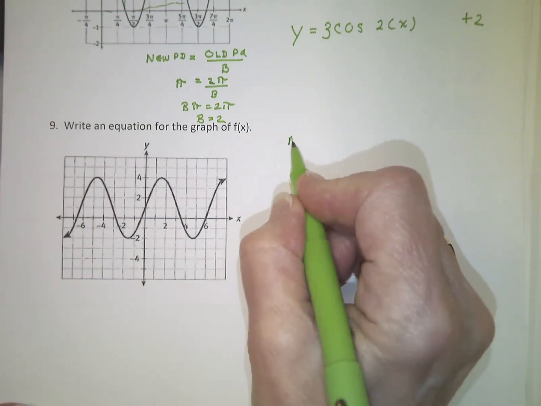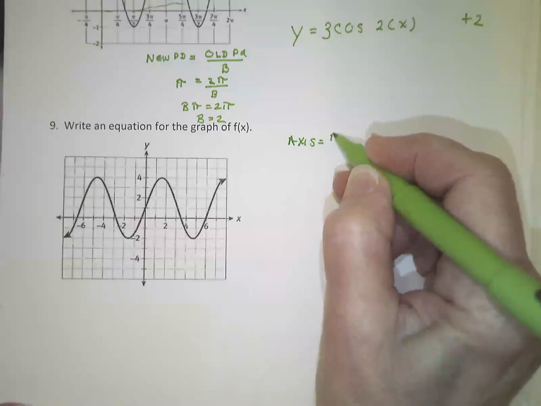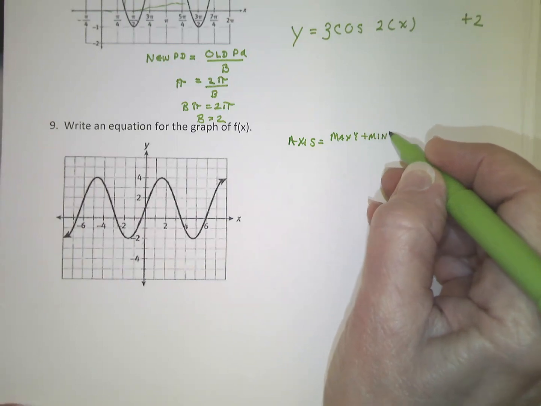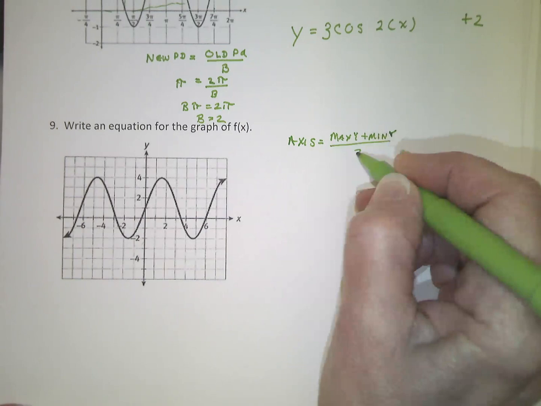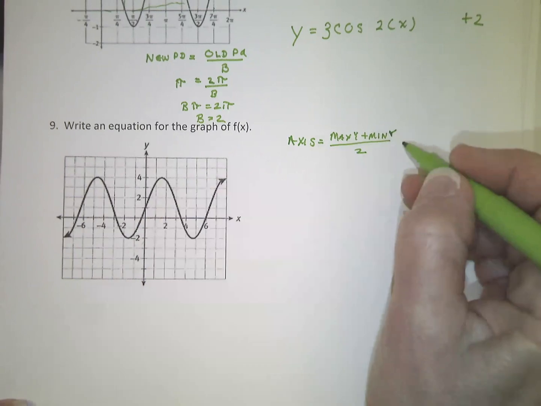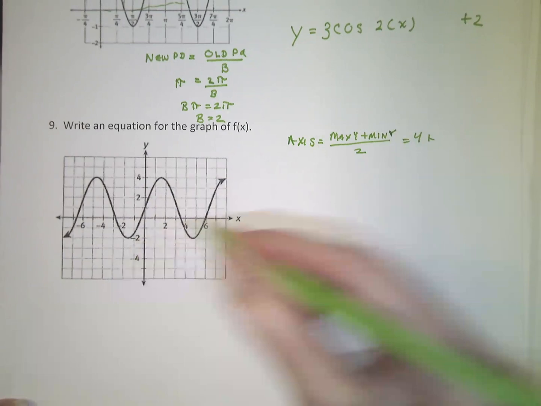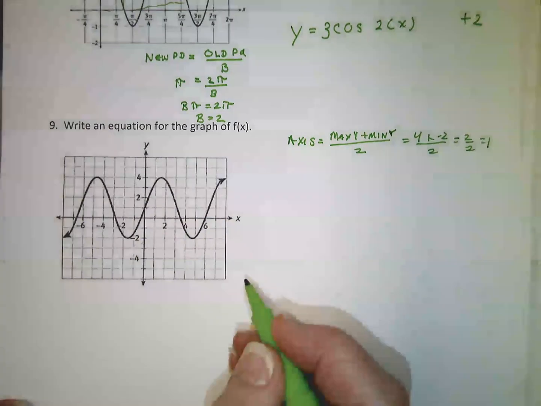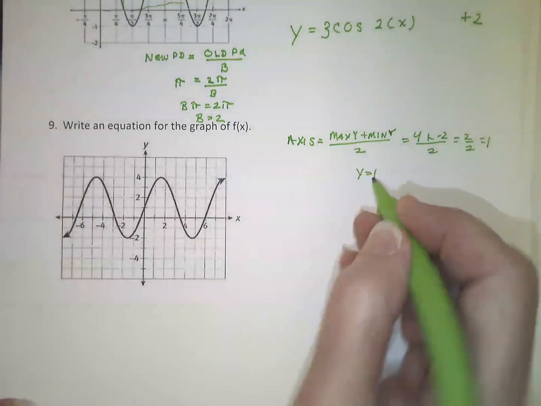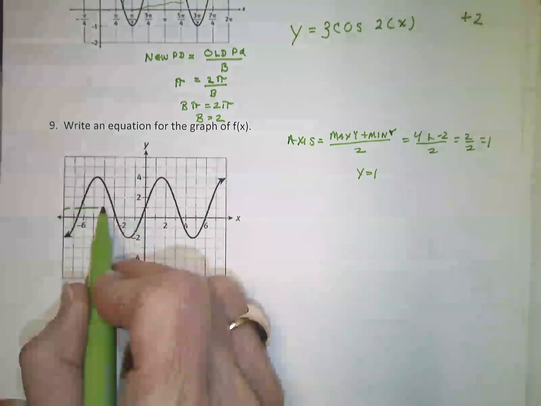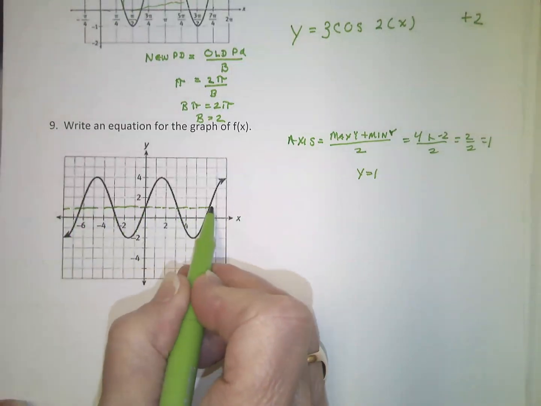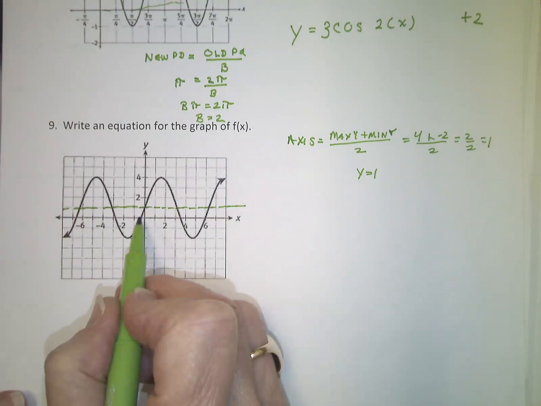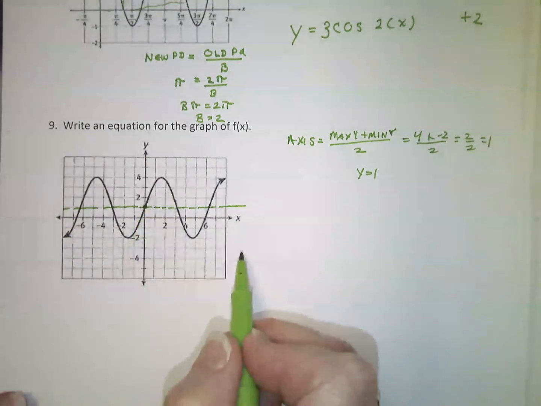So the axis of the wave is going to equal the maximum y plus the minimum y, divided by 2. It's the average of the two extreme y values. Well, the maximum y is 4 plus the minimum y is negative 2. So that's 2 divided by 2 is 1. That's telling us y equals 1 is the axis of the wave. And it does look like it. It does look like we've got half the graph above, half the graph below. And that sets it up perfectly for a sine wave.